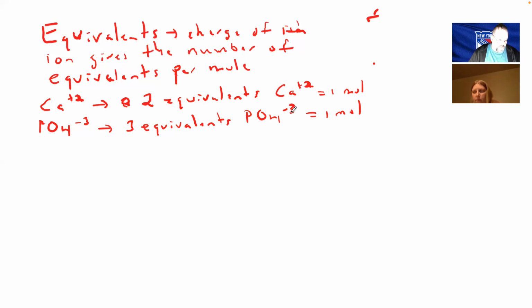Essentially, it's just another way of counting, in a sense. Sometimes we count by the mole, and you could count by the mole for ions, but sometimes you can count by equivalents. So if you had 1 mole of calcium ions, that would be the same as 2 equivalents of calcium ions. If you had 1 mole of phosphate ions, that would be the same as 3 equivalents of phosphate ions. So it's just another way of counting.